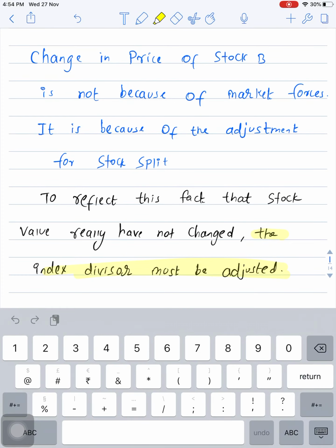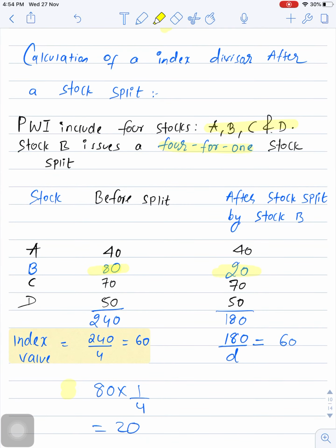So to reflect this fact that stock value really have not changed, the index divisor must be adjusted. In our stock split video, we have discussed that market cap before split and after split do not change. If market cap of B do not change, index value also should not change. So if index is having a value of 60 before split, index should retain the same value of 60 after split. And how we will get index value of 60 after split? Only when we will change the divisor.